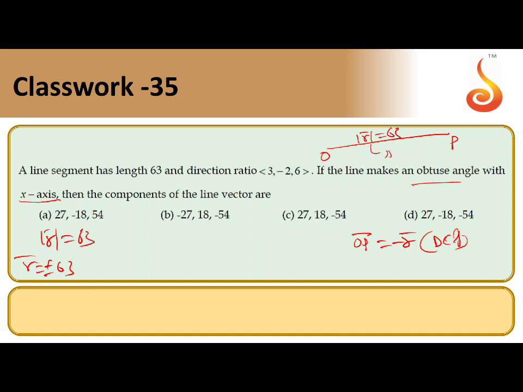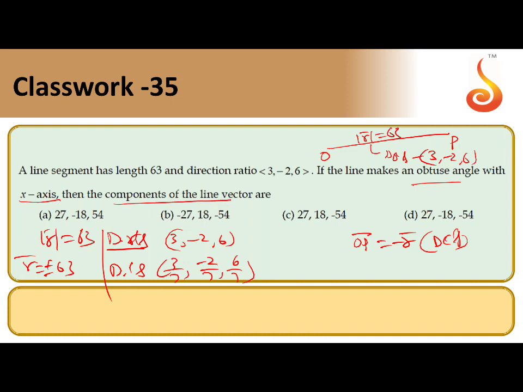The DRs are given as 3, minus 2, 6, so we can take the DCs. What is the magnitude? 3 square is 9, plus 4, plus 36, which is 49, so the magnitude is 7. So the DCs will be 3 by 7, minus 2 by 7, 6 by 7. But you want the components of the line vector, and because an obtuse angle is given, you can take the minus value.